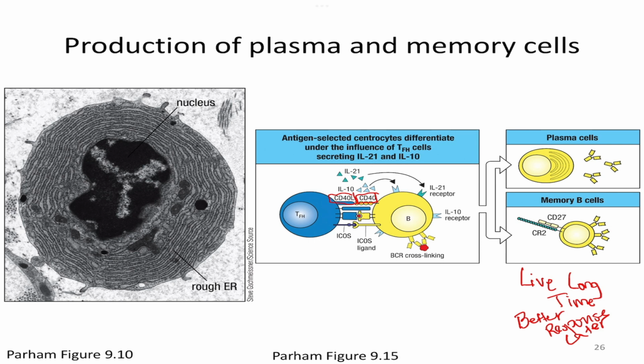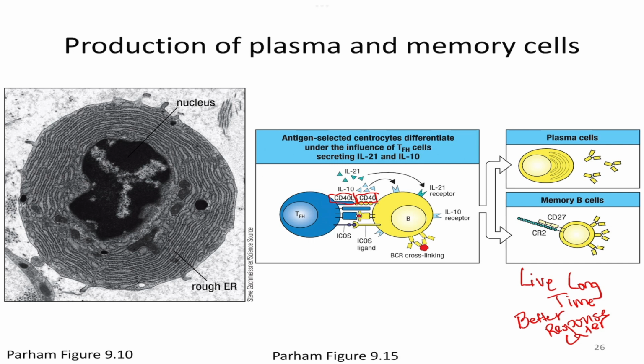Alternatively, that cell can differentiate into a plasma cell. And you can see an electron microscopy image of a plasma cell on the left. You can see that it basically is a nucleus and ER, specifically as is labeled here, rough ER. This cell has a super weird, super specialized structure. If you look at the beginning of chapter 9 of your textbook, you also see an image of a plasma cell. And plasma cells have one job.